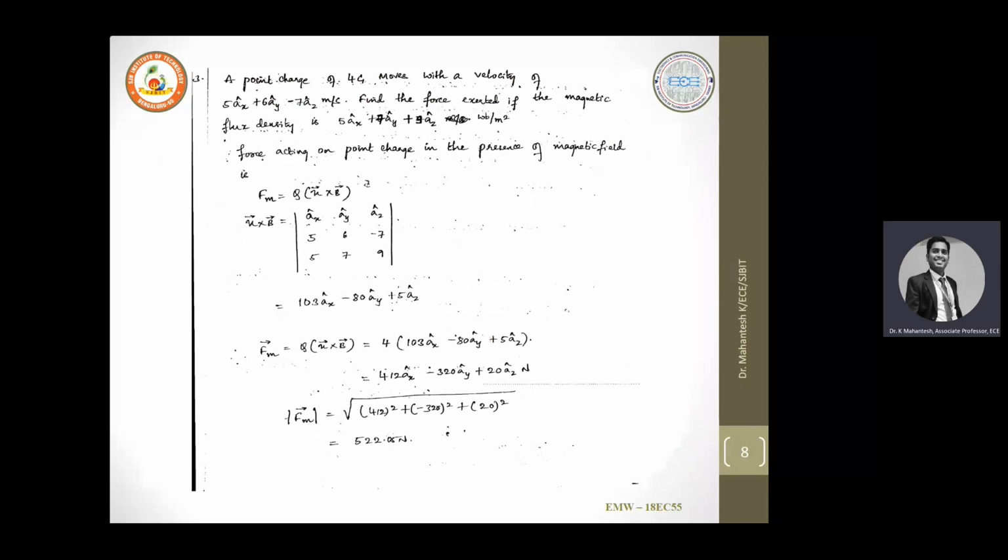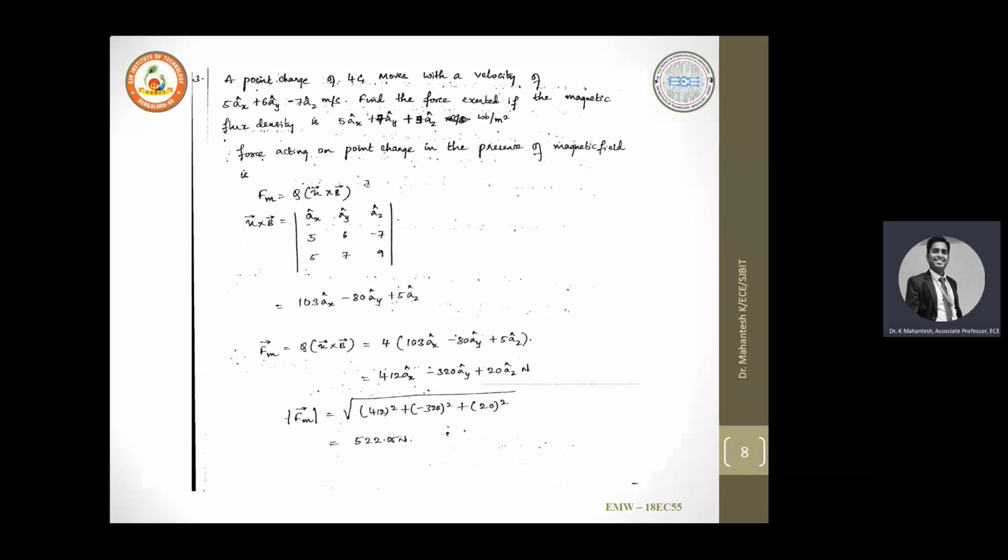You take up another example. A point charge of 4 coulombs moves with a velocity of 5 a_x plus 6 a_y minus 7 a_z meters per second. Find the force exerted if the magnetic flux density is given by 5 a_x plus 7 a_y plus 9 a_z. So now we know that the magnetic force is equal to Q V cross B.